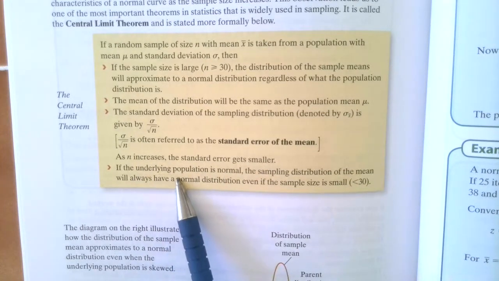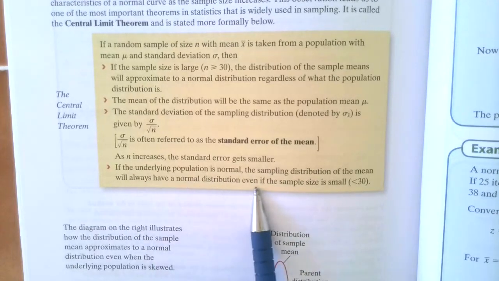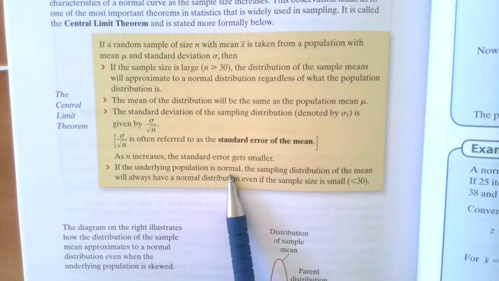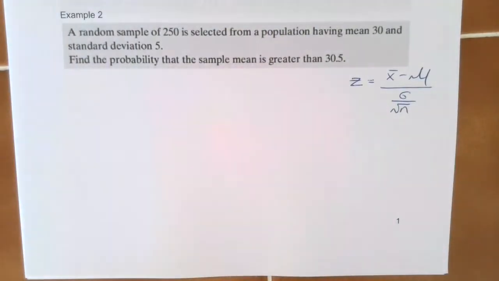If the underlying population is normal, the sampling distribution of the mean will always have a normal distribution, even if the sample size is smaller. But that's only if it tells you that it's normal. Sometimes you don't know, but as long as the sample size is big enough, then you're able to continue.